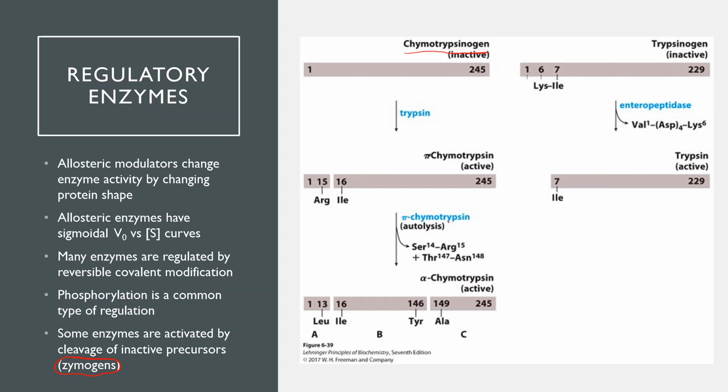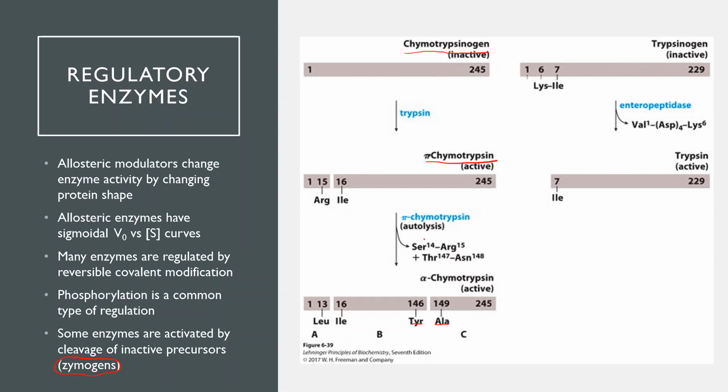And so that form of chymotrypsin is called pi chymotrypsin, and it also is active, but it becomes more active when it gets cleaved again at this boundary between this tyrosine and this alanine. So that's amino acids 146 and 149, and it turns out that this particular cleavage is carried out by pi chymotrypsin itself.